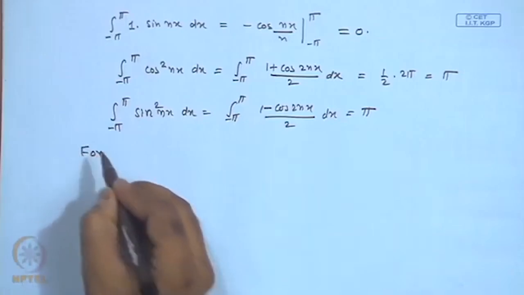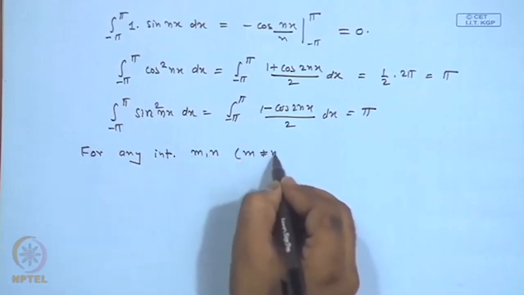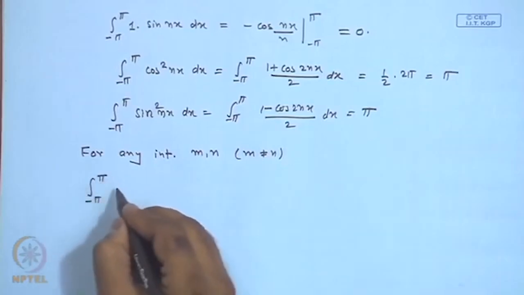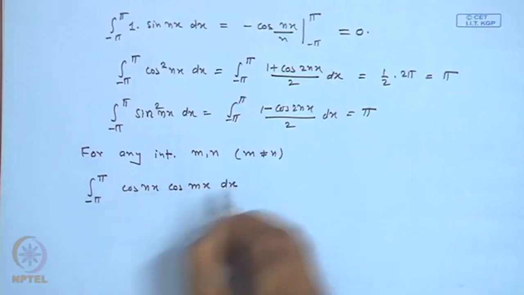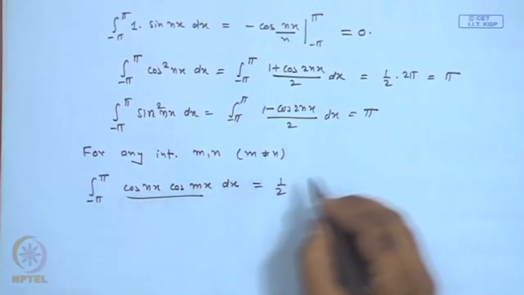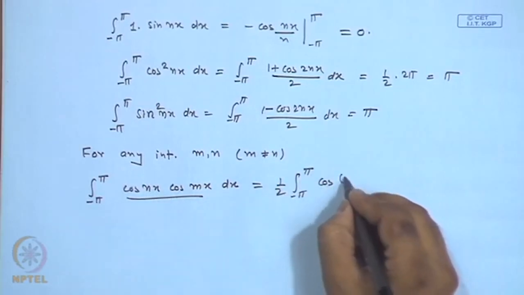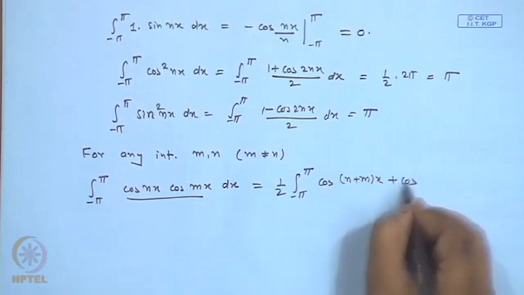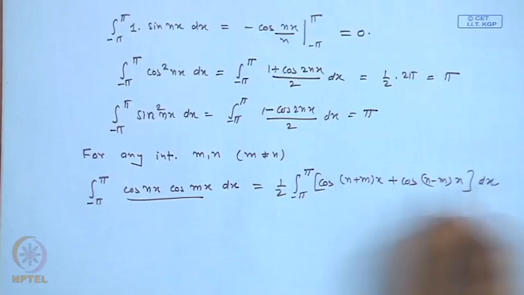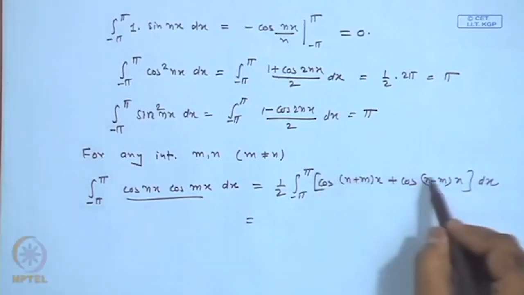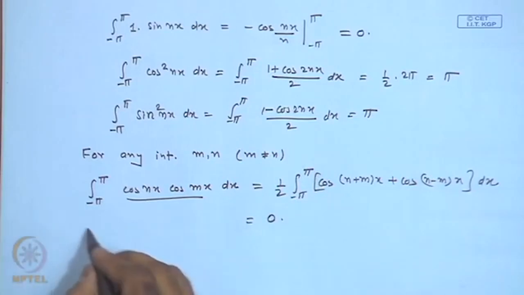Now, we take any integers m and n, where m is not equal to n. If we integrate from minus pi to pi cos n x and cos m x, any two functions we have taken here, we can write 2 cos n x cos m x as cos (n plus m) x plus cos (n minus m) x, and then dx. Again, after this integration we have sin, so in that case pi and minus pi both will give us 0 again.